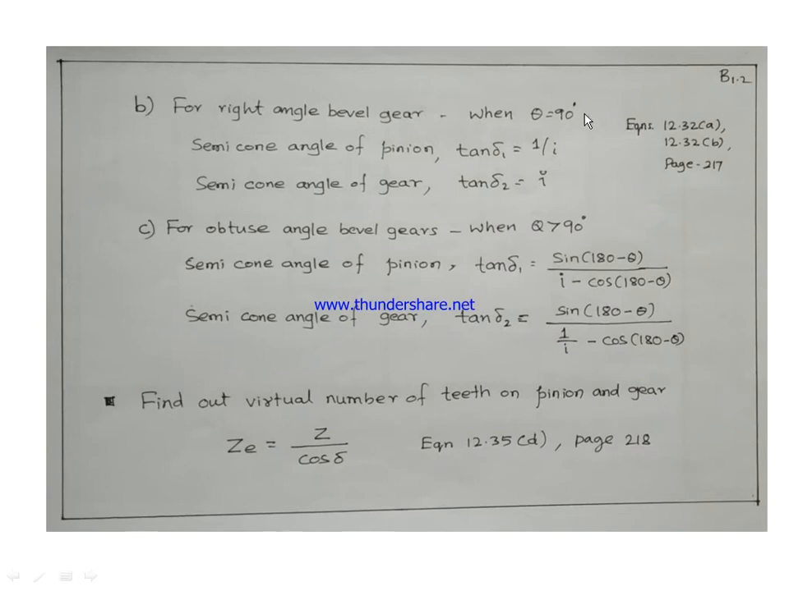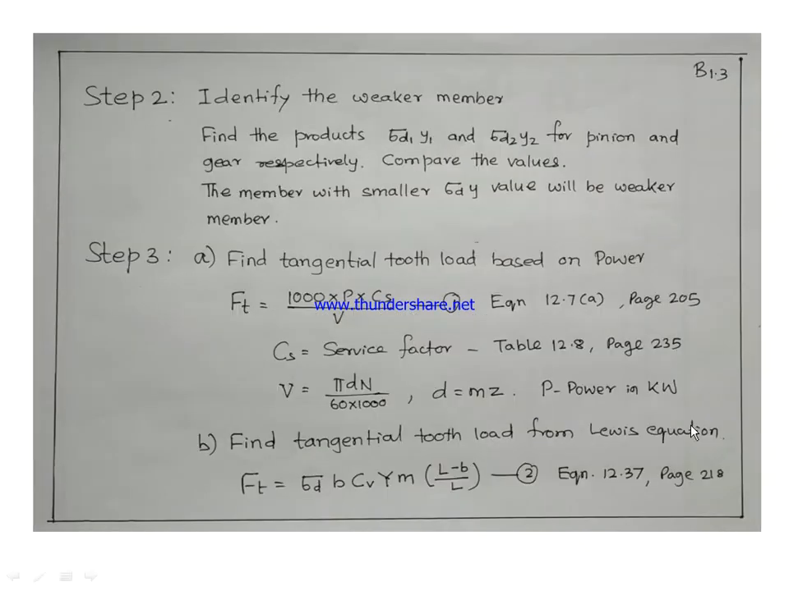Then second case, when theta equal to 90 degree, these are the equations for determining the semicone angle of pinion and gear. And third case, when theta is greater than 90 degree, these are the set of equations which are used to calculate the semicone angle for pinion and the gear. The next important step in this procedure is to determine the virtual number of teeth on the bevel pinion and bevel gear. This equation is simple, Ze equal to Z divided by cos delta, and is available in the data book as equation 12.35d on page 218.